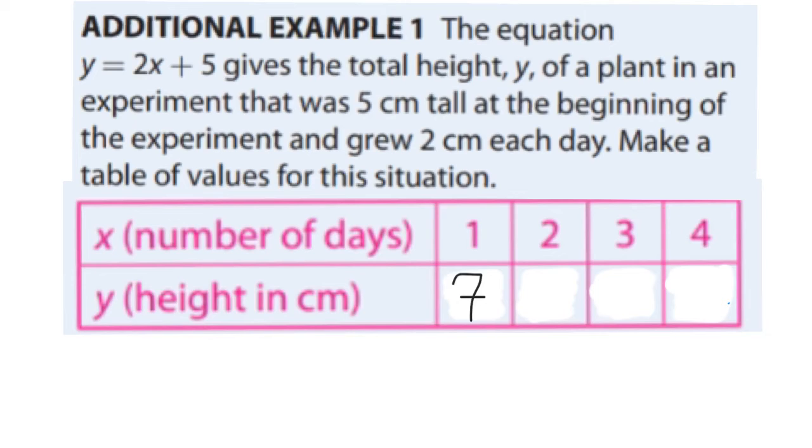Now we're going to use day 2. 2 times 2 is 4. 4 plus 5 is 9. So when I come in the following day, on Wednesday, 2 days have now gone by. My plant is now 9 centimeters high. Day 3: 2 times 3 is 6. 6 plus 5 is 11.